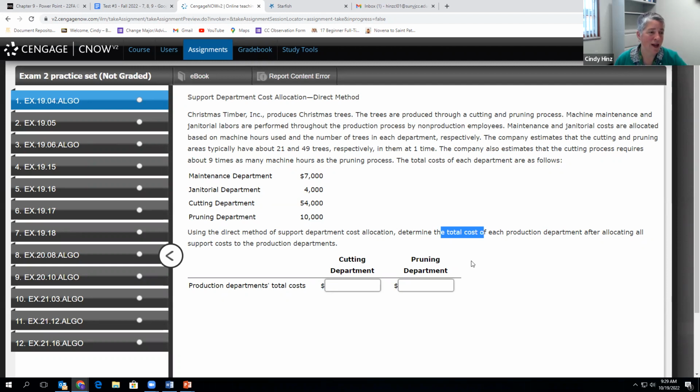It's a good idea to read the entire problem first before you even get started. Then go back and pick out the information you need to be able to do the assignment or the exercise in full, knowing this is the end result. So I know the end result is we need the total cost of each production department. So that's going to include the direct cost. So for the cutting department, it's going to include this $54,000, plus it's going to include an allocation from the maintenance and the janitorial department.